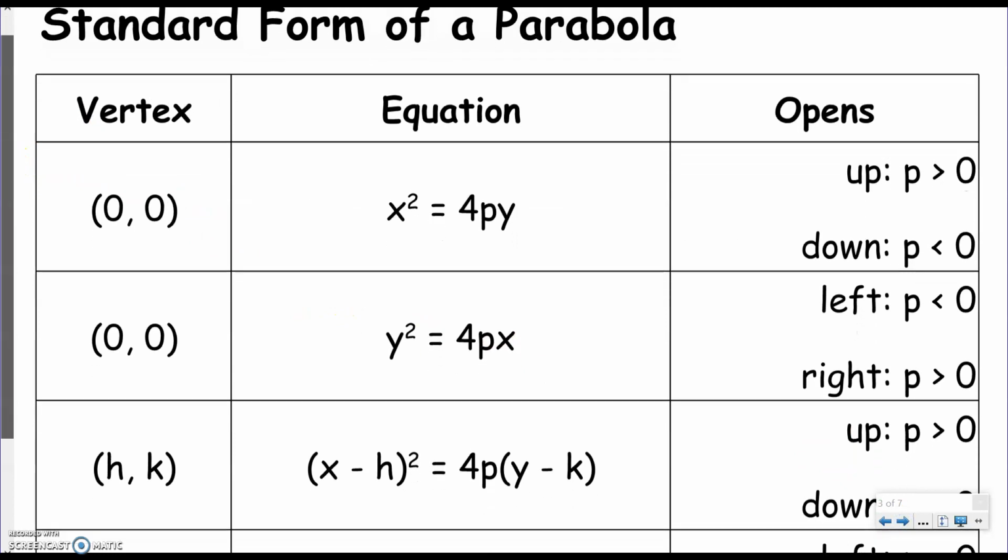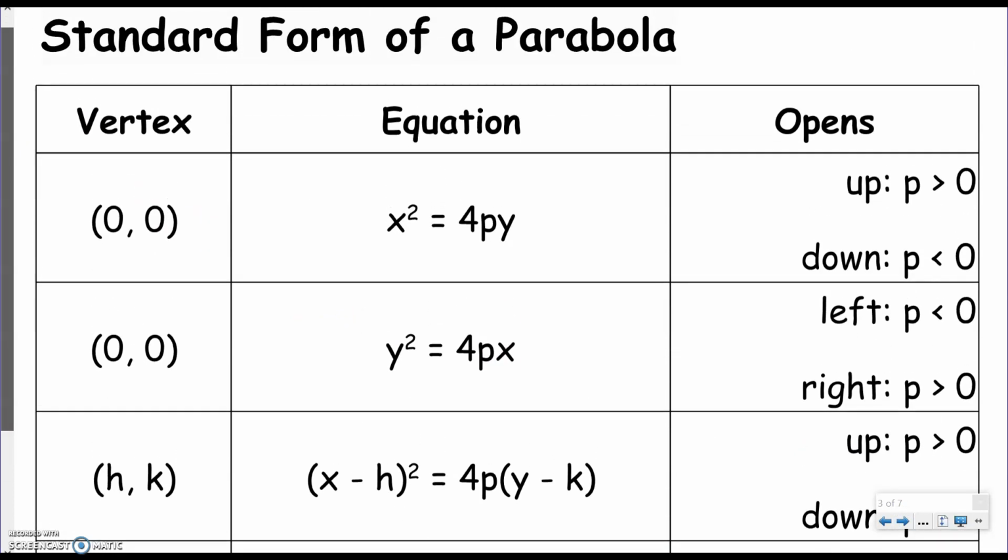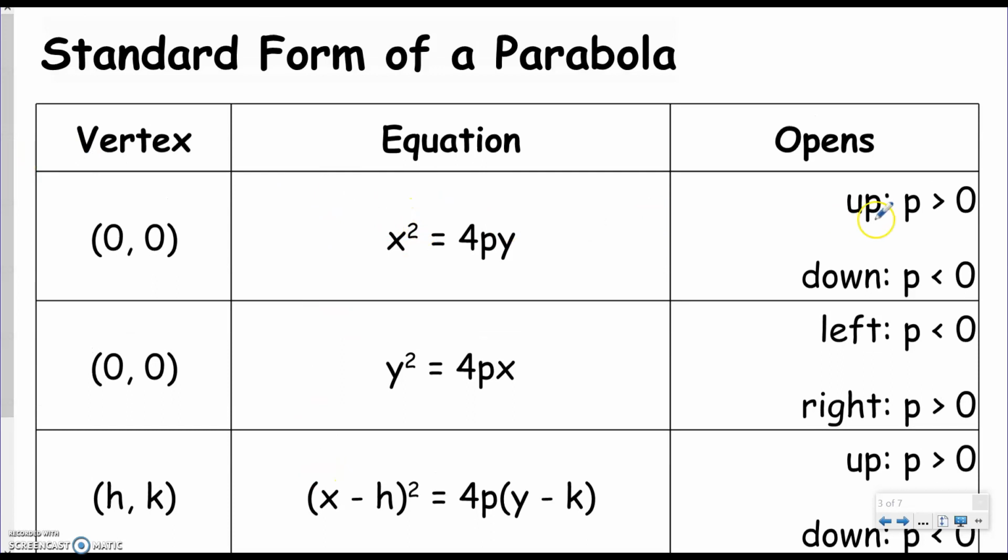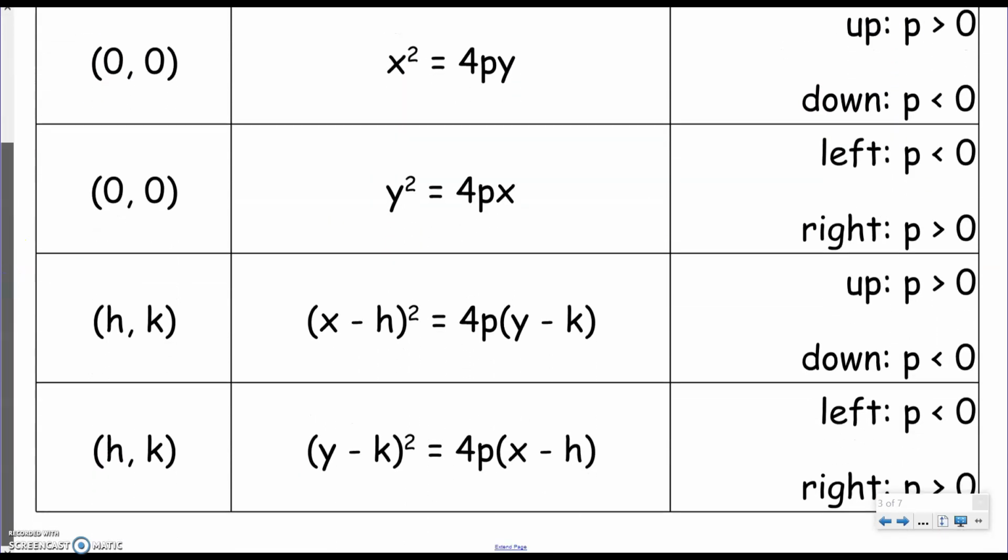The standard form of a parabola, you can either have x squared or y squared. If you have x squared, it's going to open up or down, depending on if your p is positive or negative. And y squared is going to open right or left, which we haven't seen before, depending on if p is positive or negative. And those are both if your vertex is at 0, 0. But if your vertex has been shifted and it's at (h, k), it's going to look like this. Same idea though: if it's x squared, it opens up or down. If it's y squared, it opens left or right.